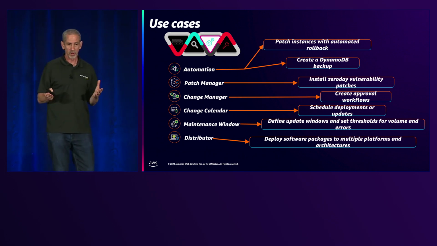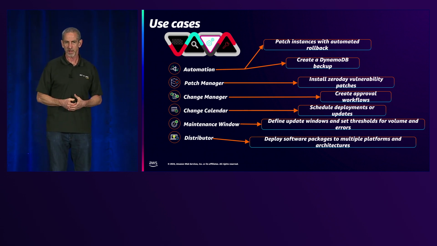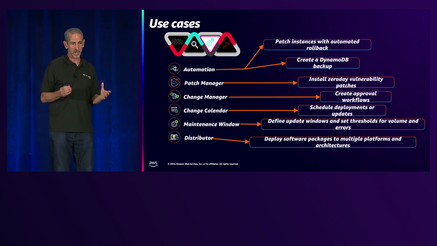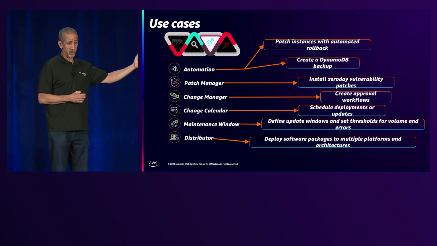Change Calendar allows you, okay, I've got that approval, but now I can deploy that only in the change windows that are allowed. So that ensures you do it within that time frame. And then Maintenance Window says, okay, there's also these periods when I do or don't want to do things. And how do I keep that limited to only those time frames?